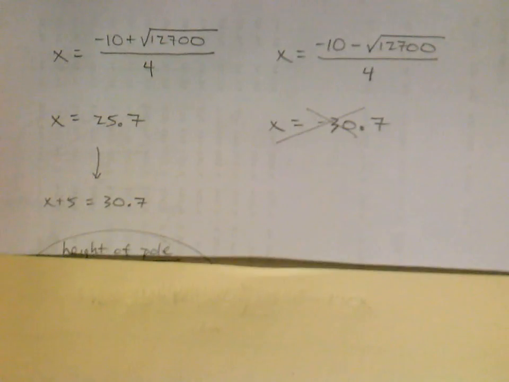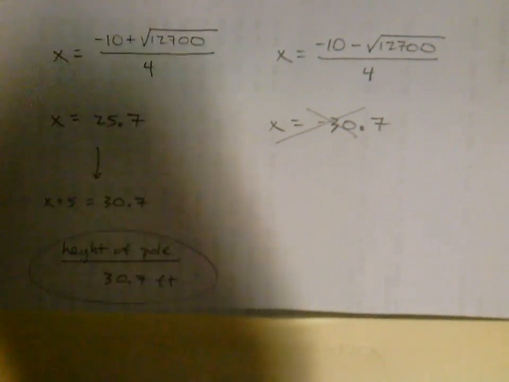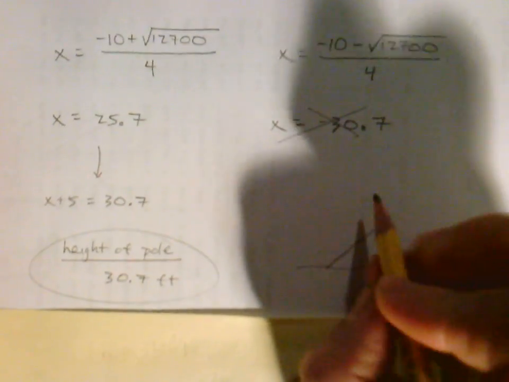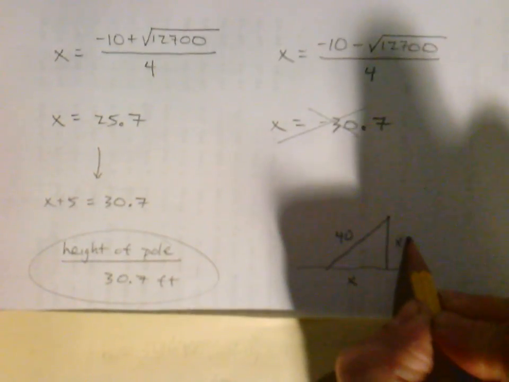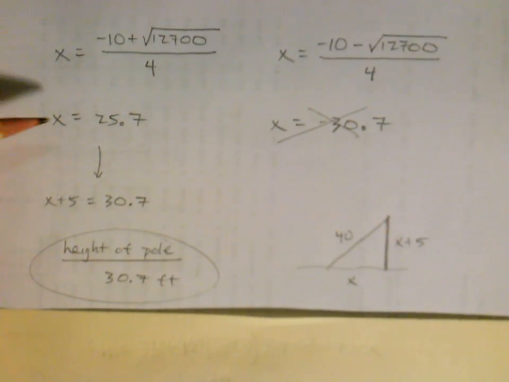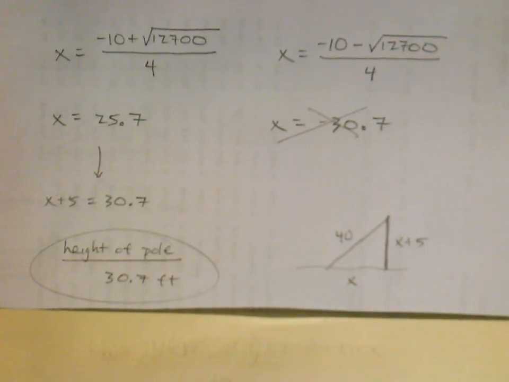What is the final answer going to be? Well, it turns out it's not the 25.7. What did they actually ask in the question? They asked, how tall is the pole? And if you remember our drawing, we said that was 40. This is x plus 5. The pole is the x plus 5. So we just figured out what x was. That's that distance on the ground. So we should add 5 to answer the question. And it turns out the height of that pole is 30.7 feet.